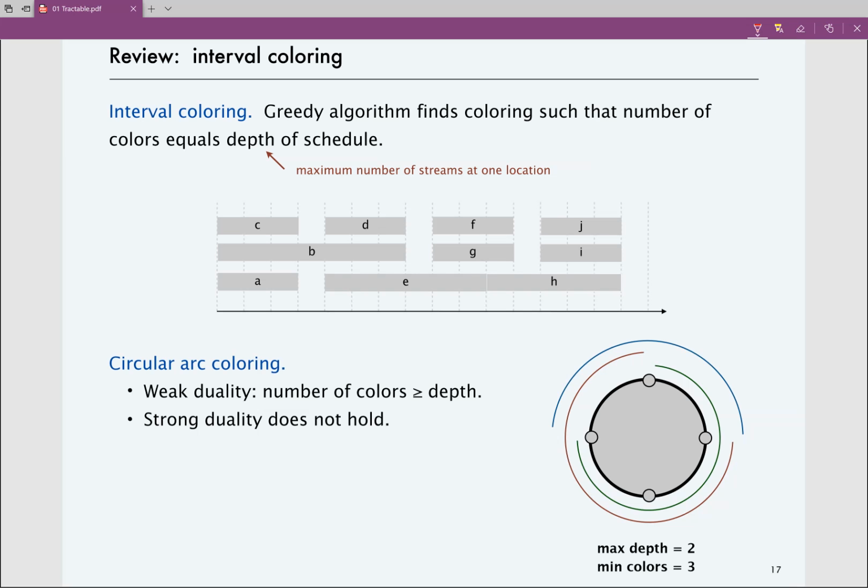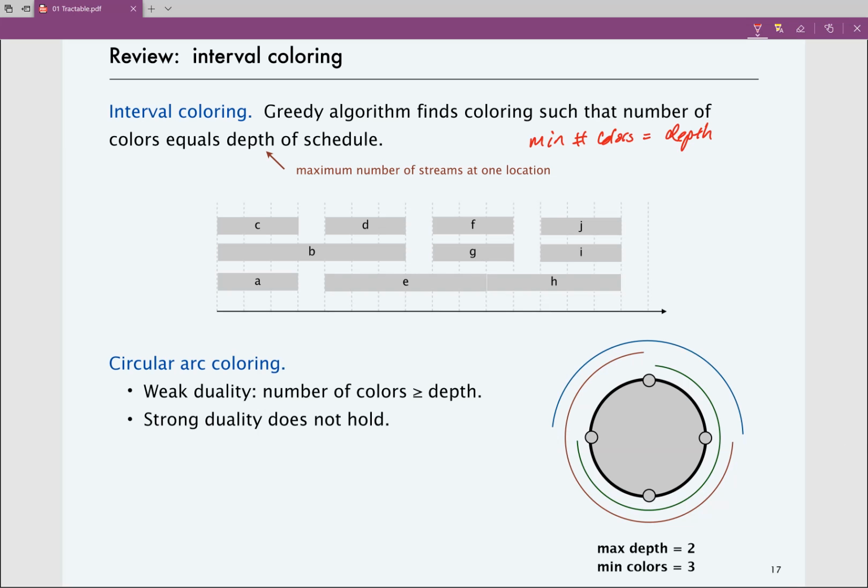We have this duality property where the minimum number of colors you need to color all the intervals is equal to the depth of these intervals, where the depth is the maximum number of overlapping intervals at any time point. For example, in this example, we see that we oftentimes have 3 intervals that overlap with each other, and never more than 3 intervals. So the depth in this example is 3. And for interval coloring, the minimum number of colors is equal to the depth.